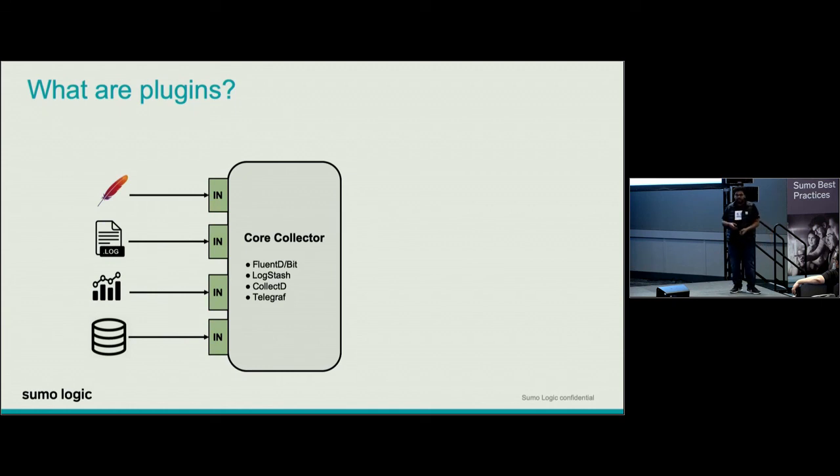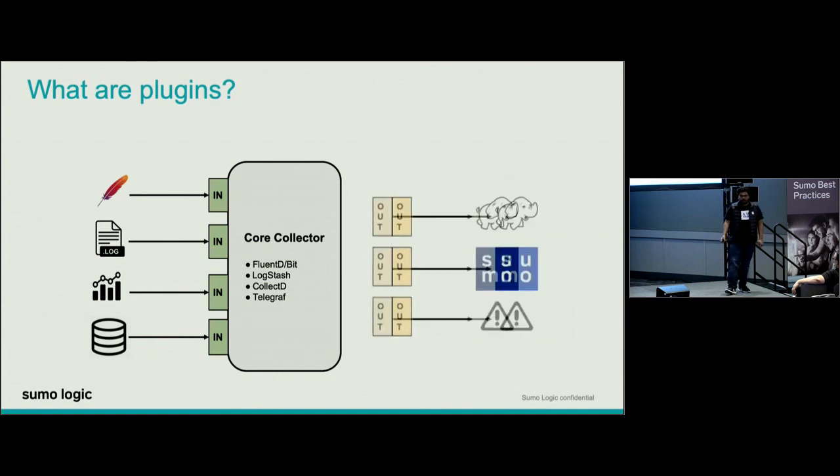If we look at this example, we have a core collector. It can be Fluentd, Logstash, CollectD, or Telegraf. Primarily, plugins can be categorized into four categories: input, output, aggregator, and processors. With the help of input plugins, we can collect logs from various sources like an HTTP server or log files. It can also collect metrics and read logs from databases.